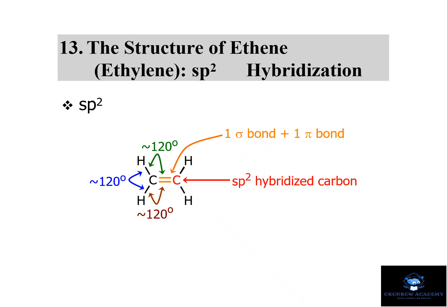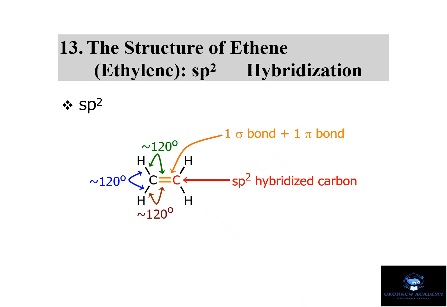Now we move to sp2 hybridization seen in ethene, the double bond, also called ethylene. In sp2 hybridization, the 2s orbital mixes with only two of the three 2p orbitals, producing three sp2 hybrid orbitals and leaving one unhybridized p orbital. The three sp2 orbitals form sigma bonds in a trigonal planar arrangement with bond angles of approximately 120 degrees.